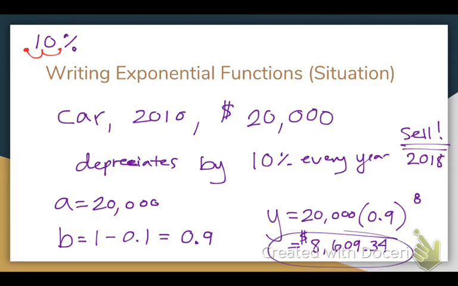All right, so we have reviewed the following today. Given an arithmetic or geometric sequence, how do you write it in explicit form? How do you write it in recursive form? How do you write an exponential function from a table, from a graph, from a situation? These are all things that you are expected to know for your test tomorrow.